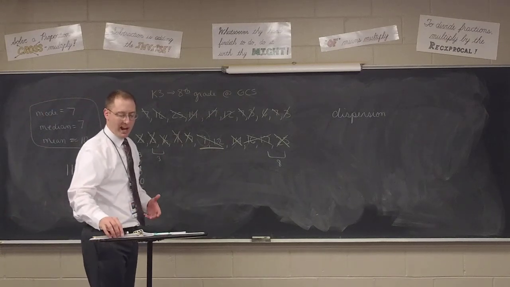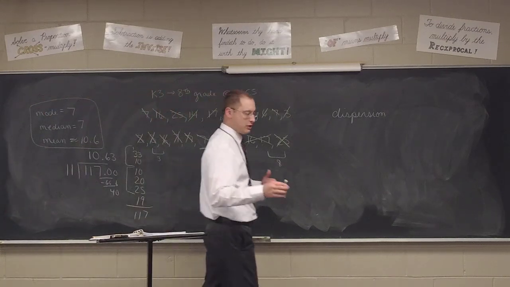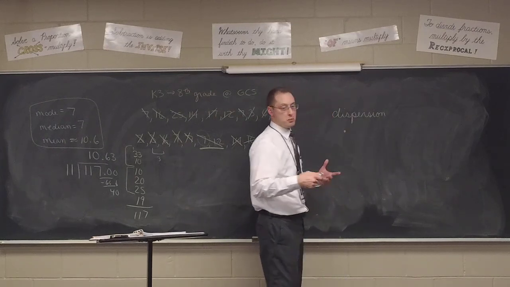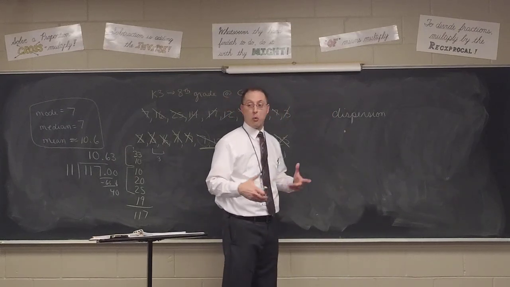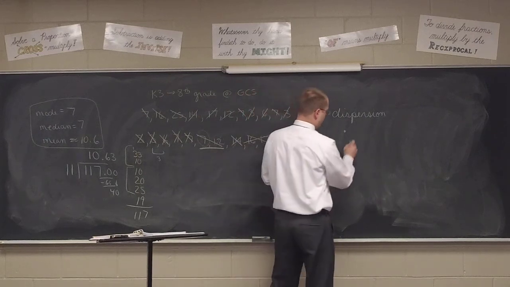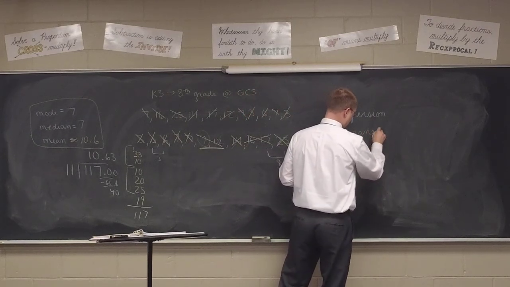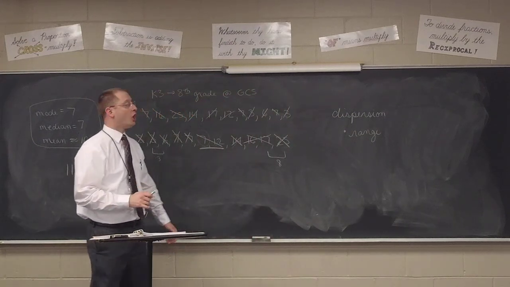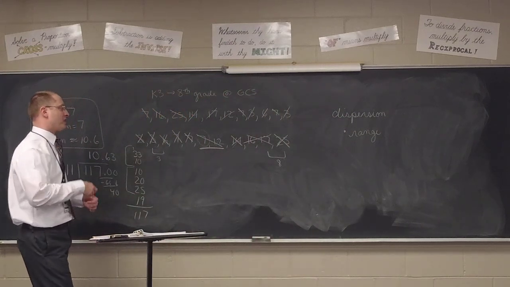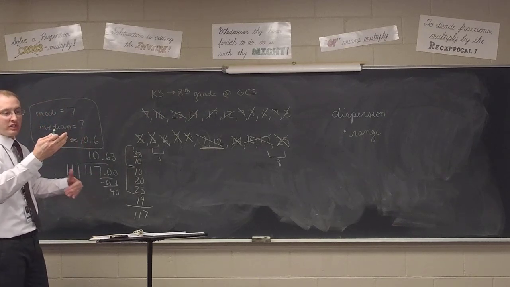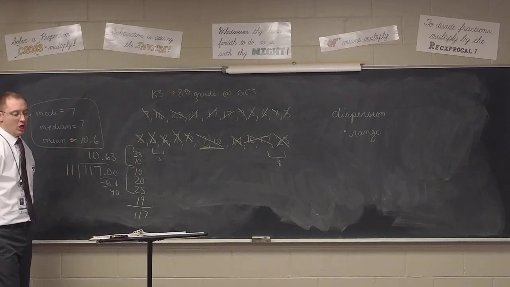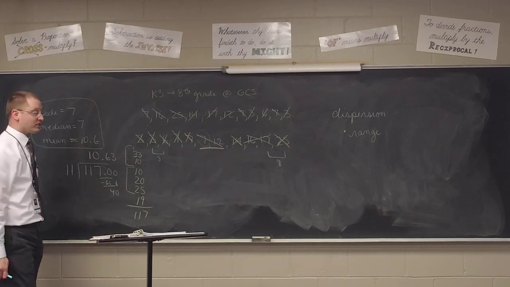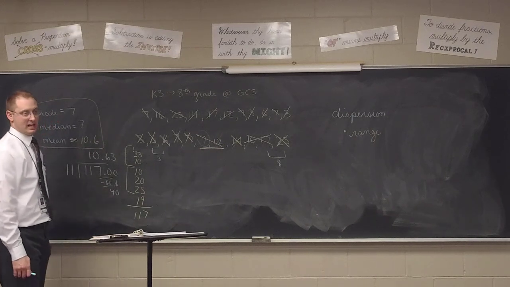And there's a couple of ways we're going to talk about. Now, in 10th grade, in Algebra 2, you'll talk about some others. But I want to talk about a couple of easy ways to identify how wide a dispersion is. The first one is called the range. And this is a term you should be familiar with from years past. Range refers to the difference between the highest and the lowest numbers in a data set.